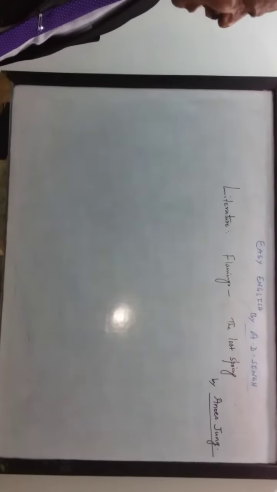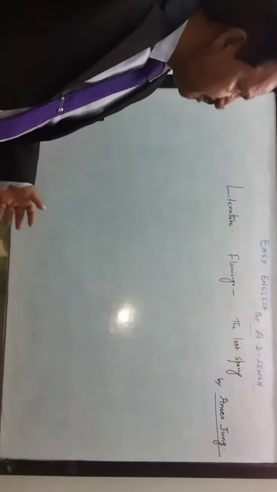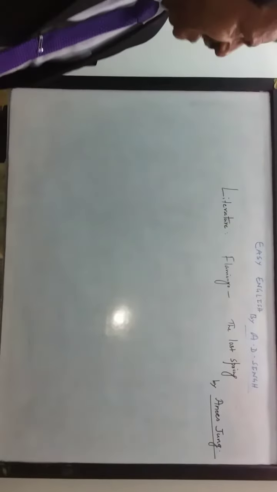This is by Anees Jung, and today we are going to do Literature Flamingo Class 12. The title is Lost Spring by Anees Jung. Well, children, here the author highlights the misery and poverty faced by the slum children.